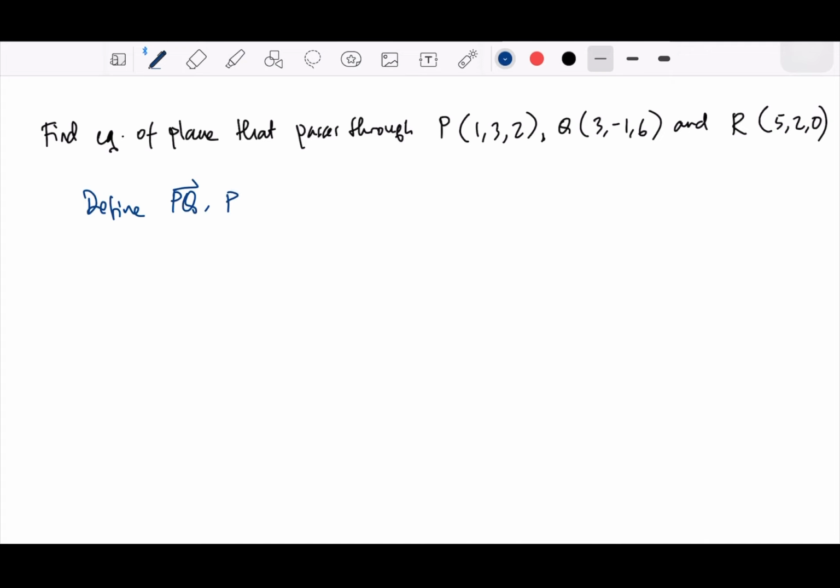Let's say PQ and PR. Okay. So PQ we will define as 3 minus 1, 2, minus 1 minus 3 is negative 4, 6 minus 2 is 4. Okay. And PR is 4 minus 1 and minus 2.